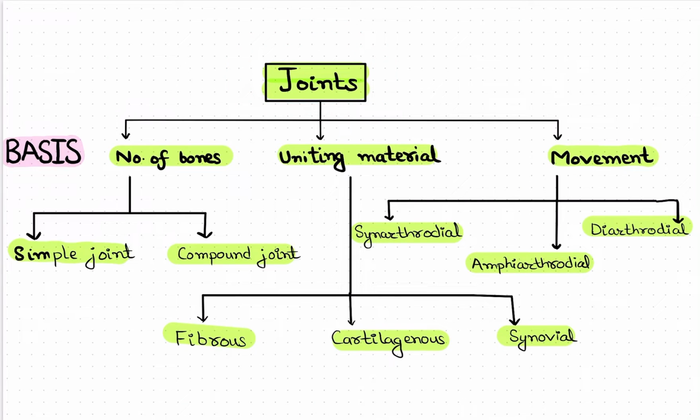So what is a joint? Joint is any articulation between two or more bones. Now joint is classified in three types: on the basis of number of bones, on the basis of uniting material, and on the basis of movement. Now let us discuss each of them in detail.